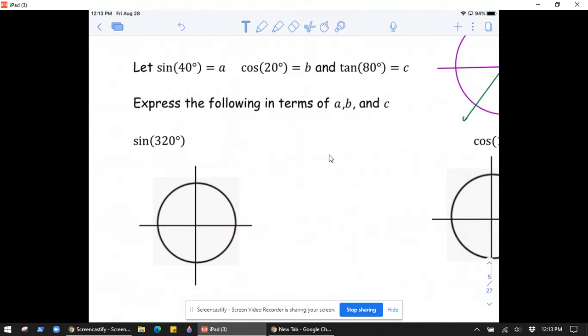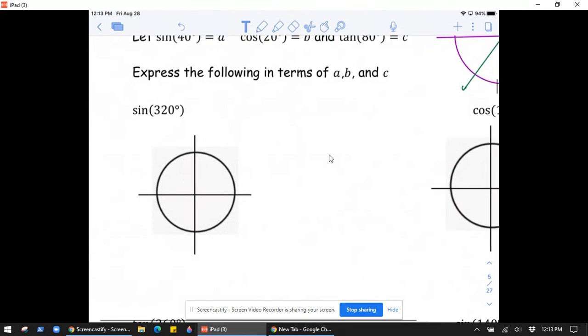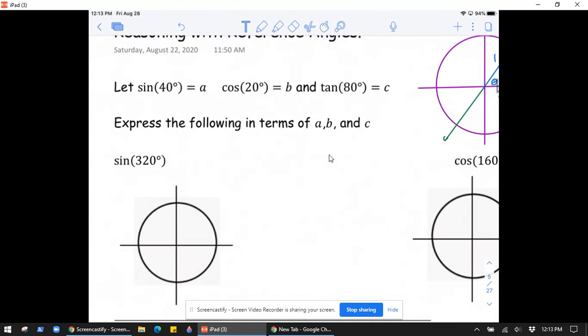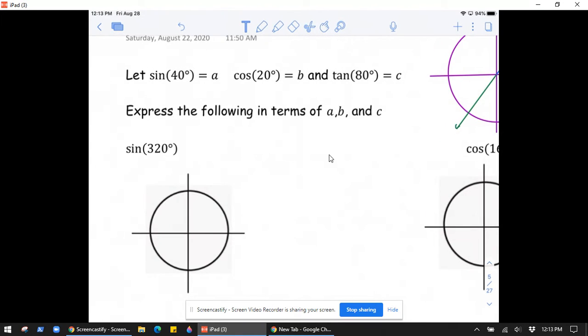This is a non-calculator type of exercise. We're given that sine of 40 is some number a, cosine of 20 is b, and tangent of 80 degrees is c. And because of that, I'm able to express these. Again, these are all rigged to be able to be done with the information provided. We're expected to be able to express these in terms of a, b, and c. So let's start with sine of 320 degrees.